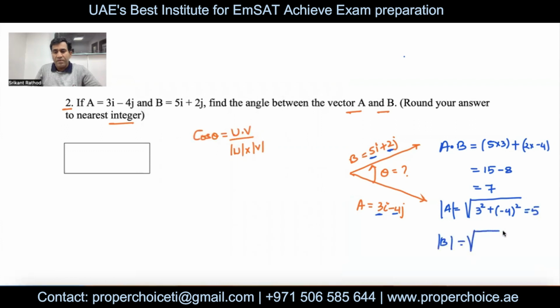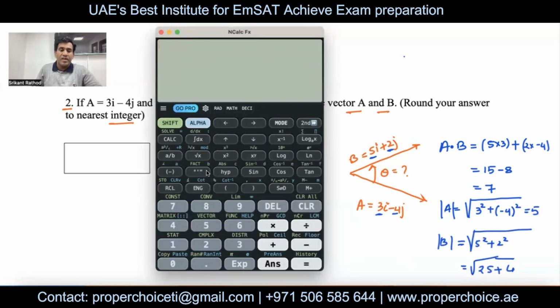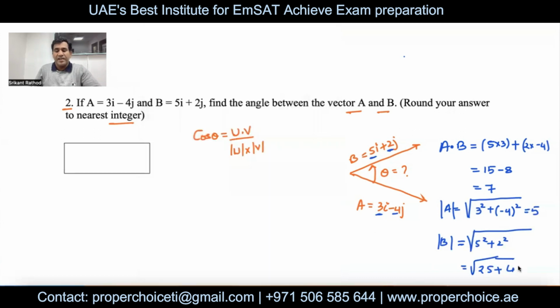So square root of, what is vector B? 5 and 2. So 5 squared plus 2 squared. 5 squared is 25, 25 plus 2 squared, which is 4, gives 29. Or if you want to use the calculator, you can do 5 squared plus 2 squared. I'm getting 5.38. Better, let's keep it in the form square root of 29 itself, because we are not writing all the values when I write in decimal. So let me write it as square root of 29.